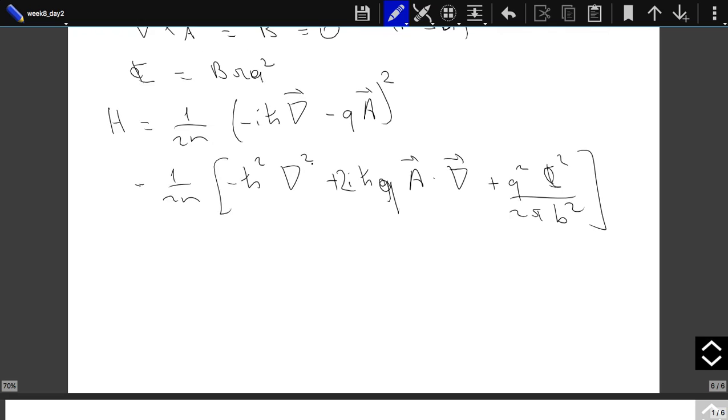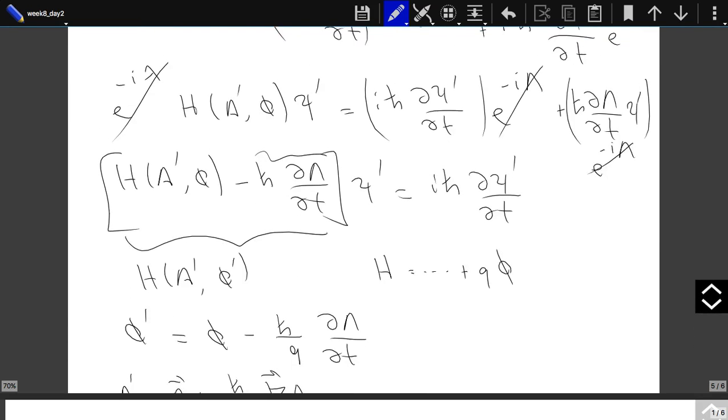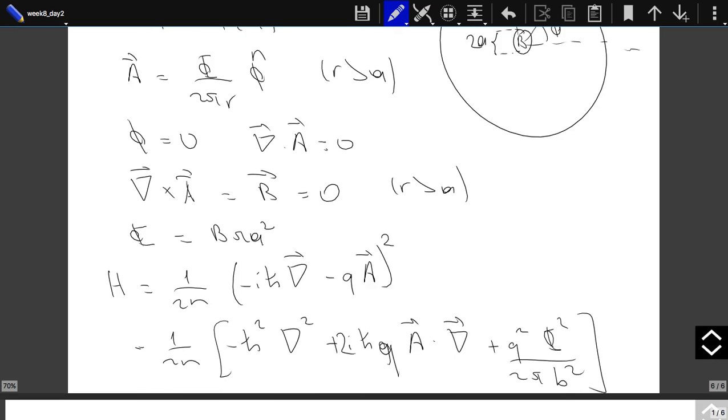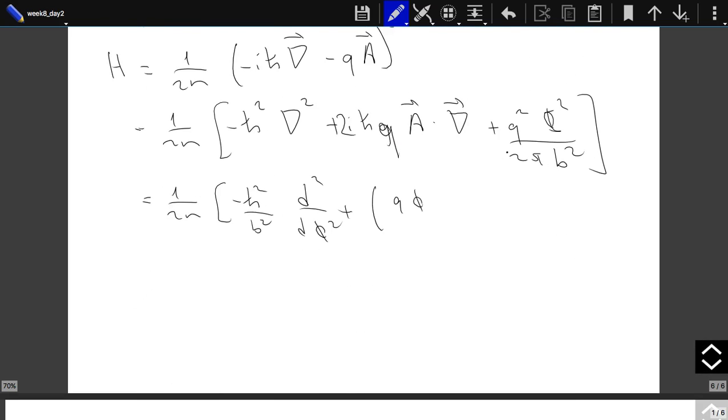Now you can just write the Laplacian, fixing r equal to b, and you obtain that this is equal to 1 over 2m times minus h bar squared over b squared d squared by d phi squared, plus q phi over 2 pi b, all of this squared, plus i h bar q phi over pi b squared d by d phi.